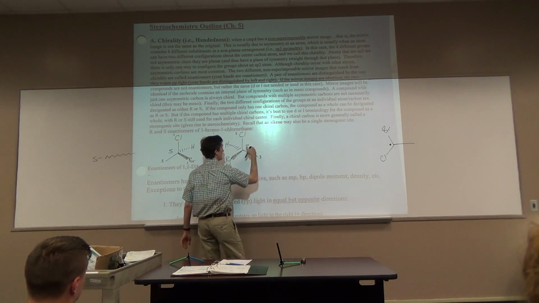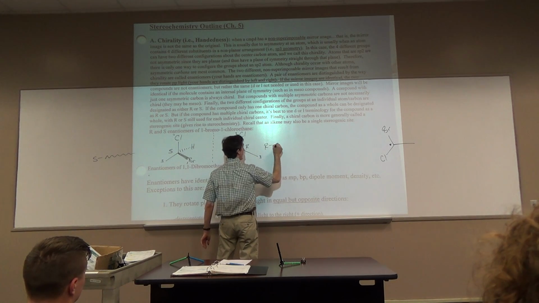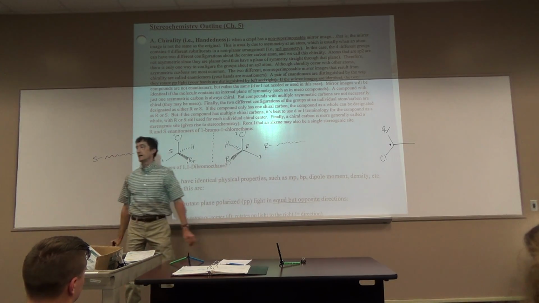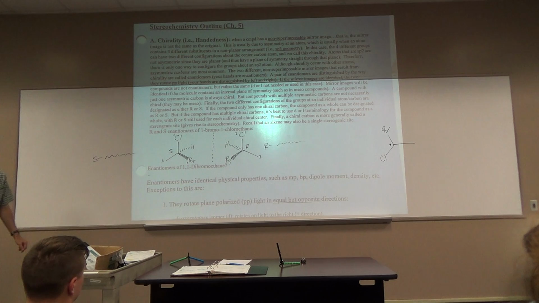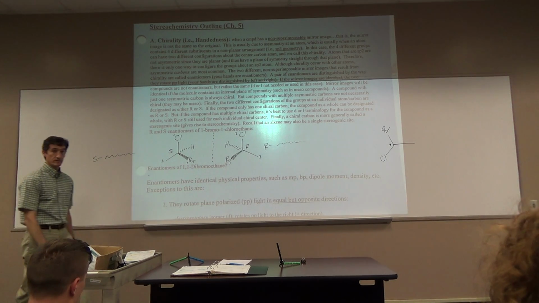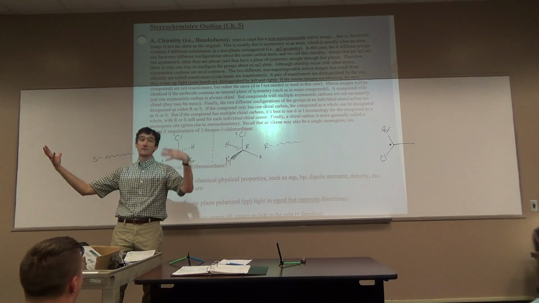That right there is your name. And this compound is what? R, a stereochemical descriptor. The same names except one's S and one's R. Both of these are hands except this is right and this is left.